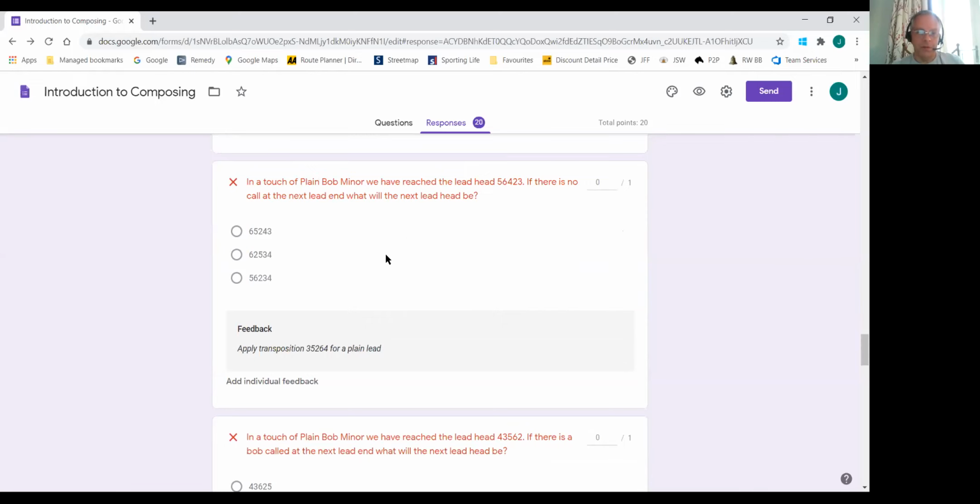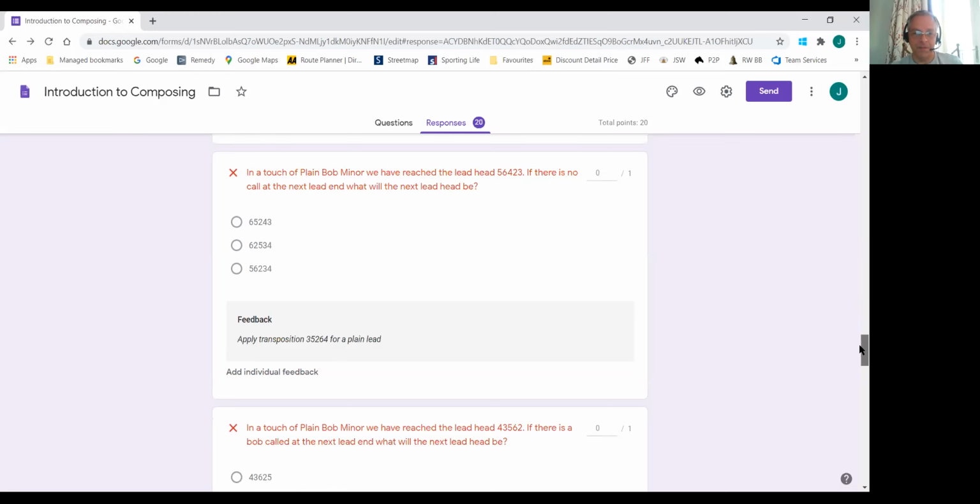Then I was looking at the transpositions that you have to make from one lead head to the next based on whether you're having a plain lead or a bob or a single. For a plain lead, the transposition is 35264. So when we apply that to the lead head 56423, we end up with 62534. So that would be the next lead head in this case for a plain lead.